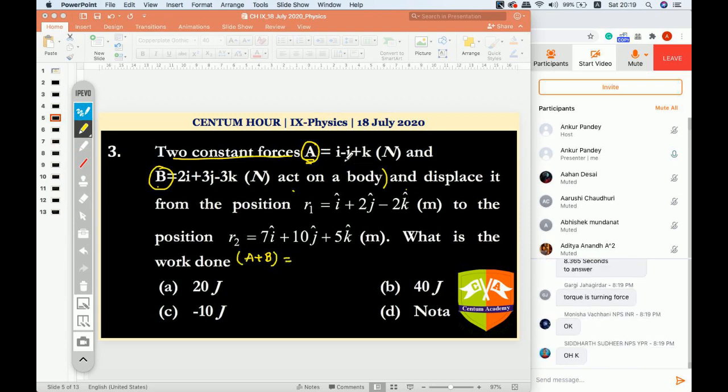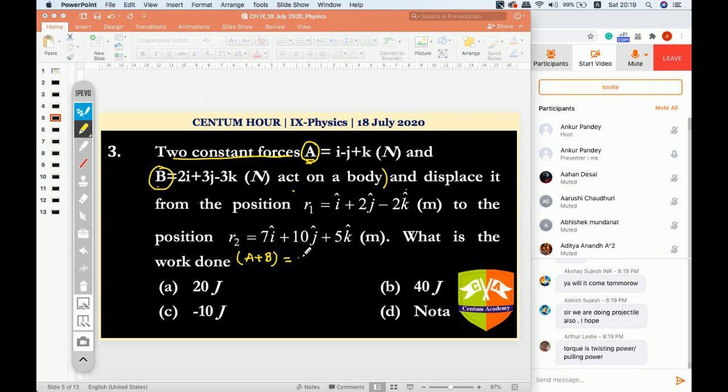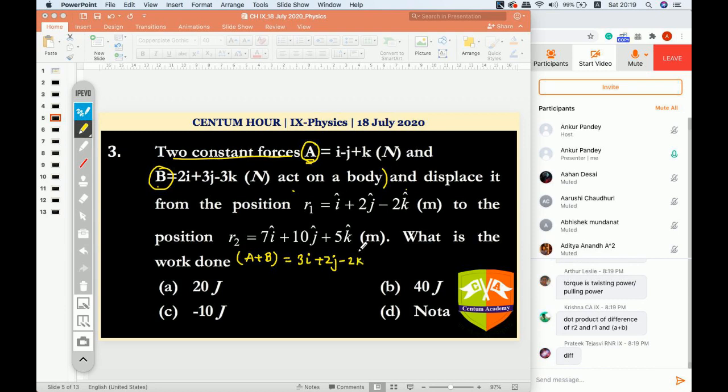Sure? Good. Let's add: i to i, 3i. Minus j to plus 3j, plus 2j. Plus k to minus 3j, minus 2k. Got it?